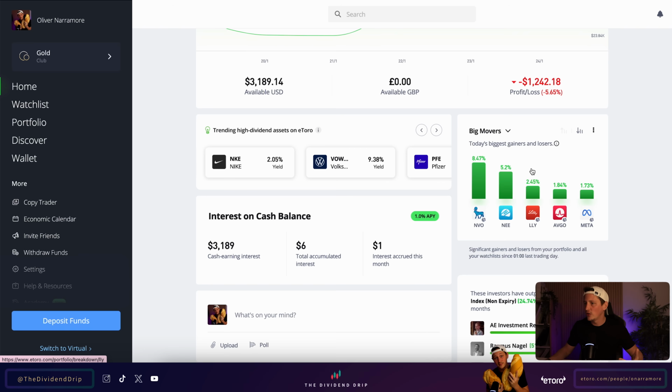On the right-hand side, you've got your big movers. Very good to know. This is all from your portfolio as well. So there you go. I've got my watch list and my portfolio in there. You can just have one if you want. You don't have to have the two.